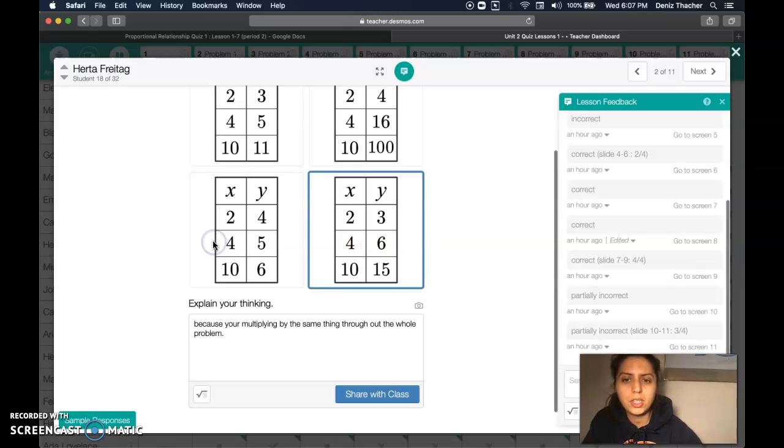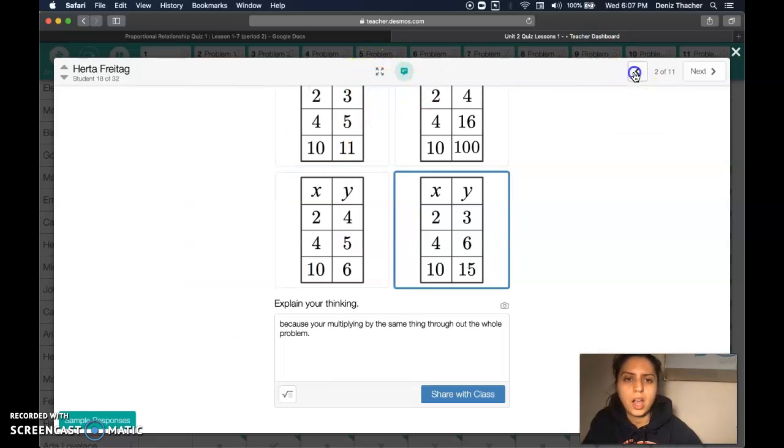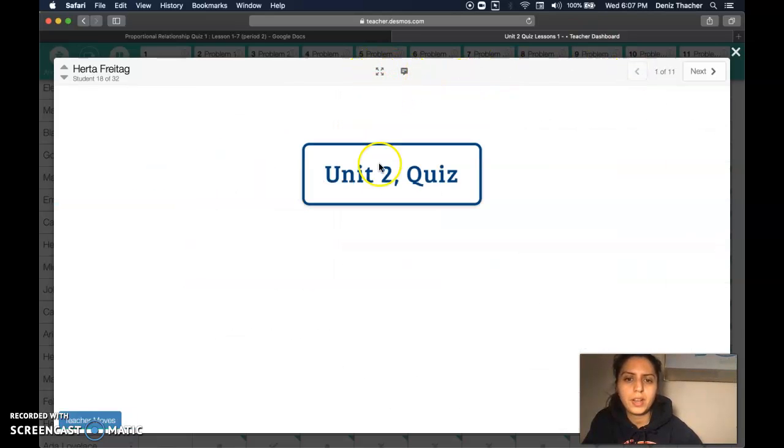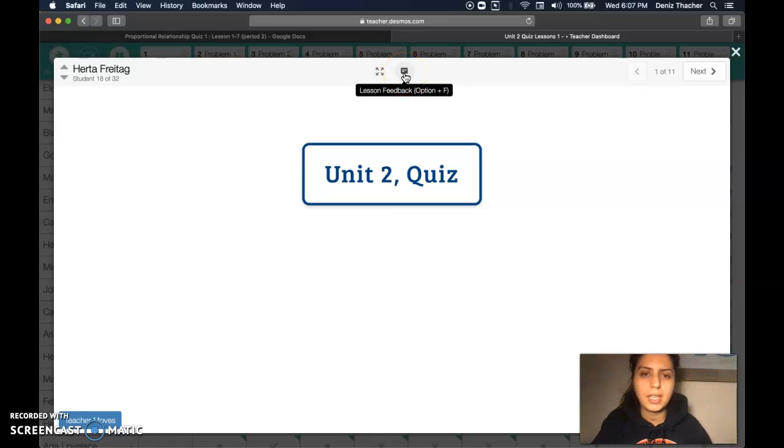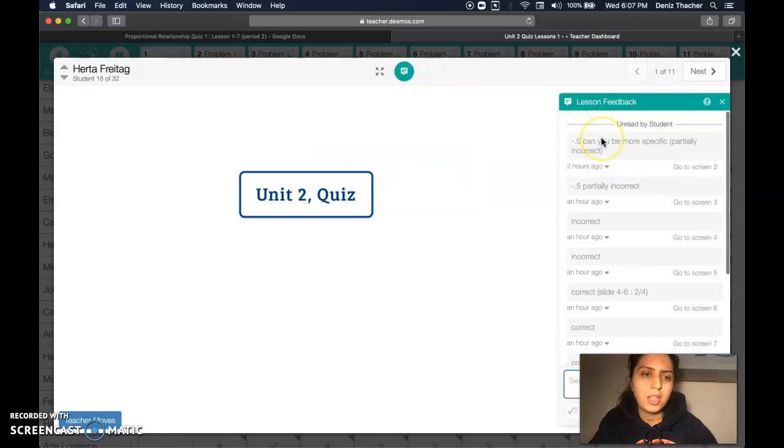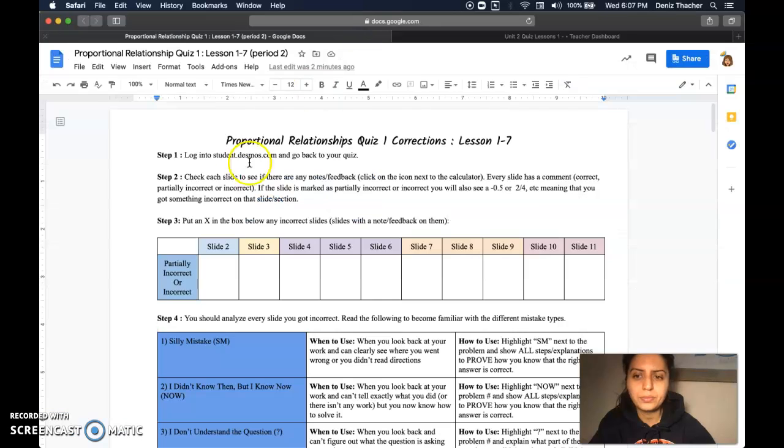Once you click into your quiz, you should be able to see, at the very top of Unit 2 quiz, this icon, which is to enter full screen, or this icon, which is to see any lesson feedback. You're going to want to click on that so that you can see any comments I have made over here on the side.